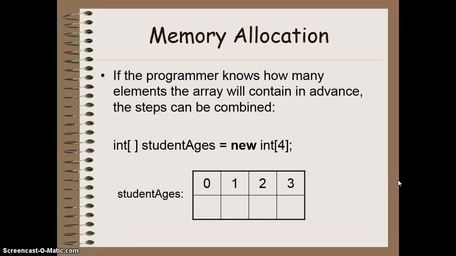If you know how many elements you want to have when you're creating or declaring that particular array, you can combine the first 2 steps by doing something like this. So integer array student ages equals a new integer array of size 4. This would create an array like this. So I've got my variable here that's referring to this location in memory, and I've got 4 values starting from position 0 to position 3, and right now it has no values in it.